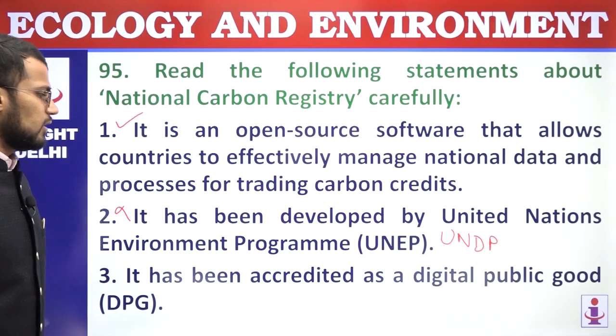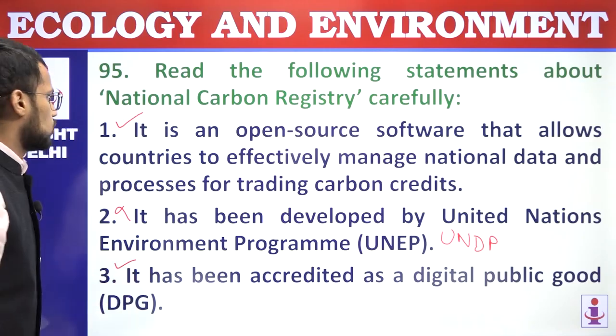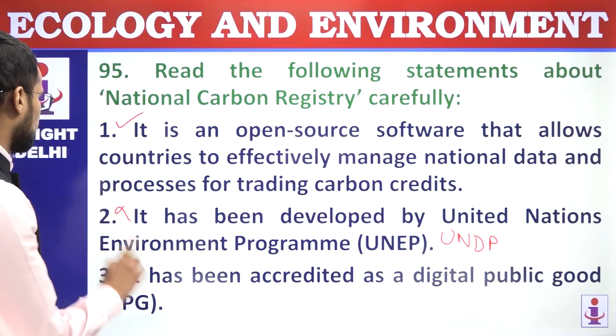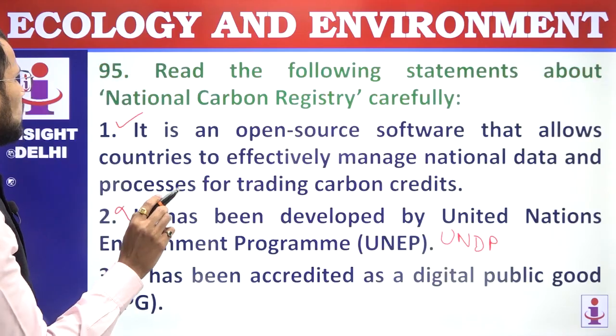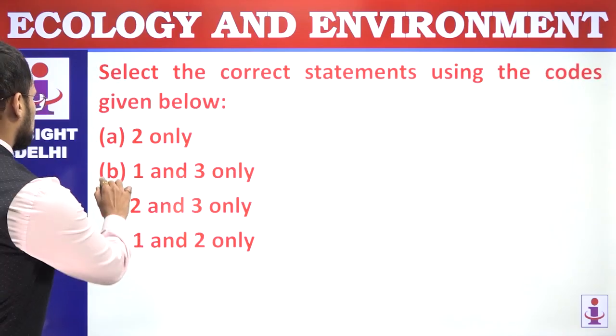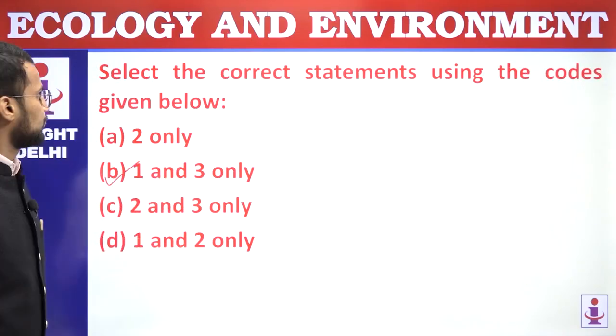Third, it has been accredited as a digital public good. Correct statement. So only first and third statements are correct. Second statement is incorrect. We are supposed to find out statements which are correct, and that's why answer is 1 and 3, that is B.